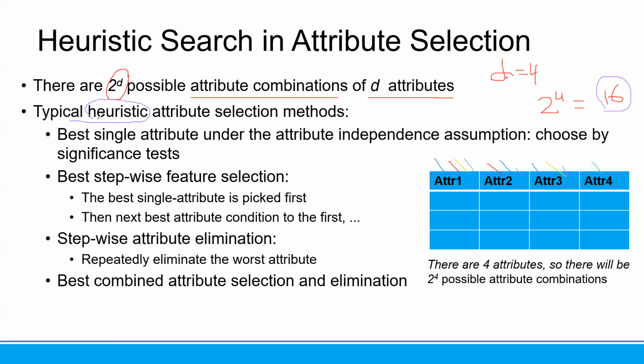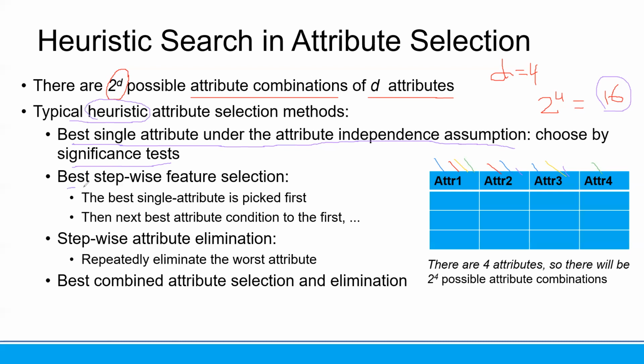What is the meaning of heuristic? We can choose using the significance test. So, the best single attribute under the attribute independence assumption. We can use the significance test. If you want, you can use the chi-square test, or there are other kinds of tests, like the normality test. You can use that to find the best attribute according to the test.